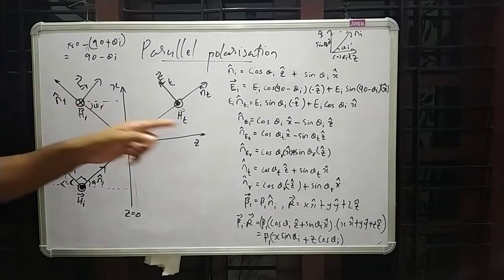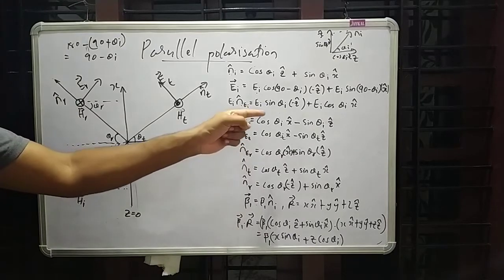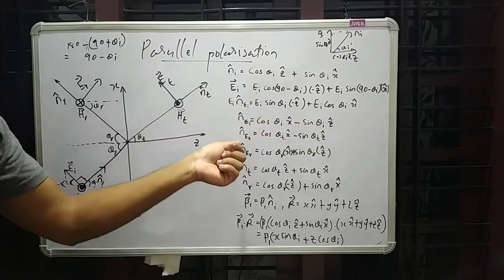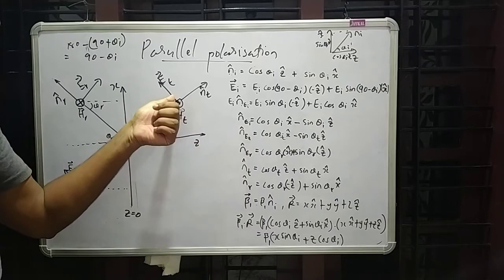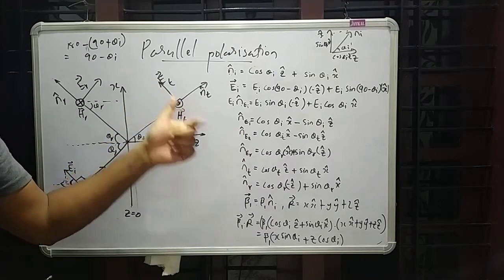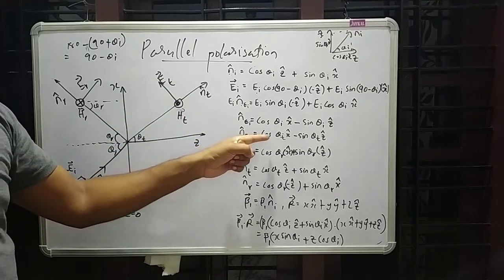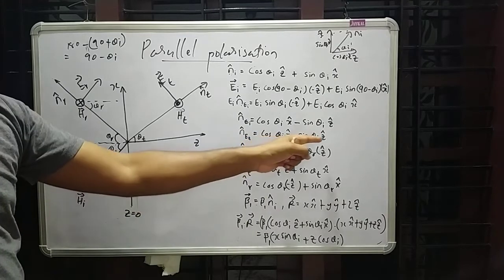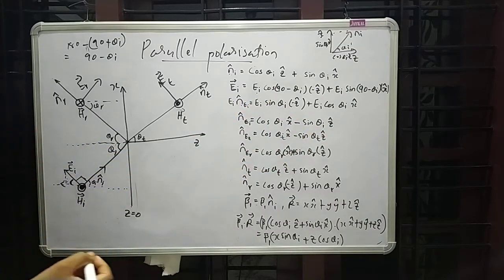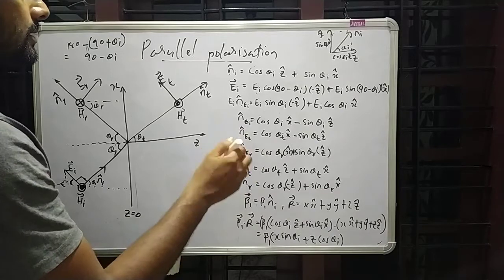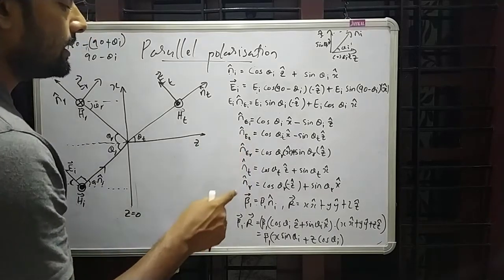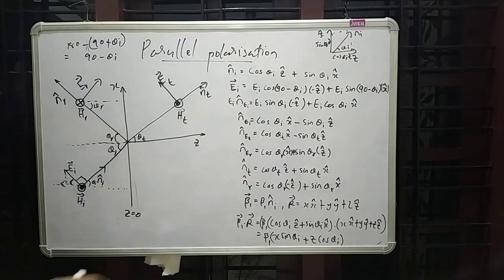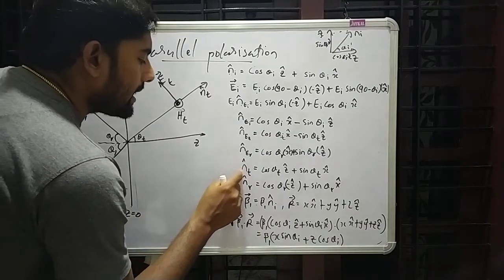And here this is n cap Et. In a similar manner we will get the direction of the transmitted electric field as n cap Et is equal to cos theta t x cap minus sin theta t z cap. As well as n cap Er, the direction of the reflected electric field, and then the direction of propagation of the transmitted wave.